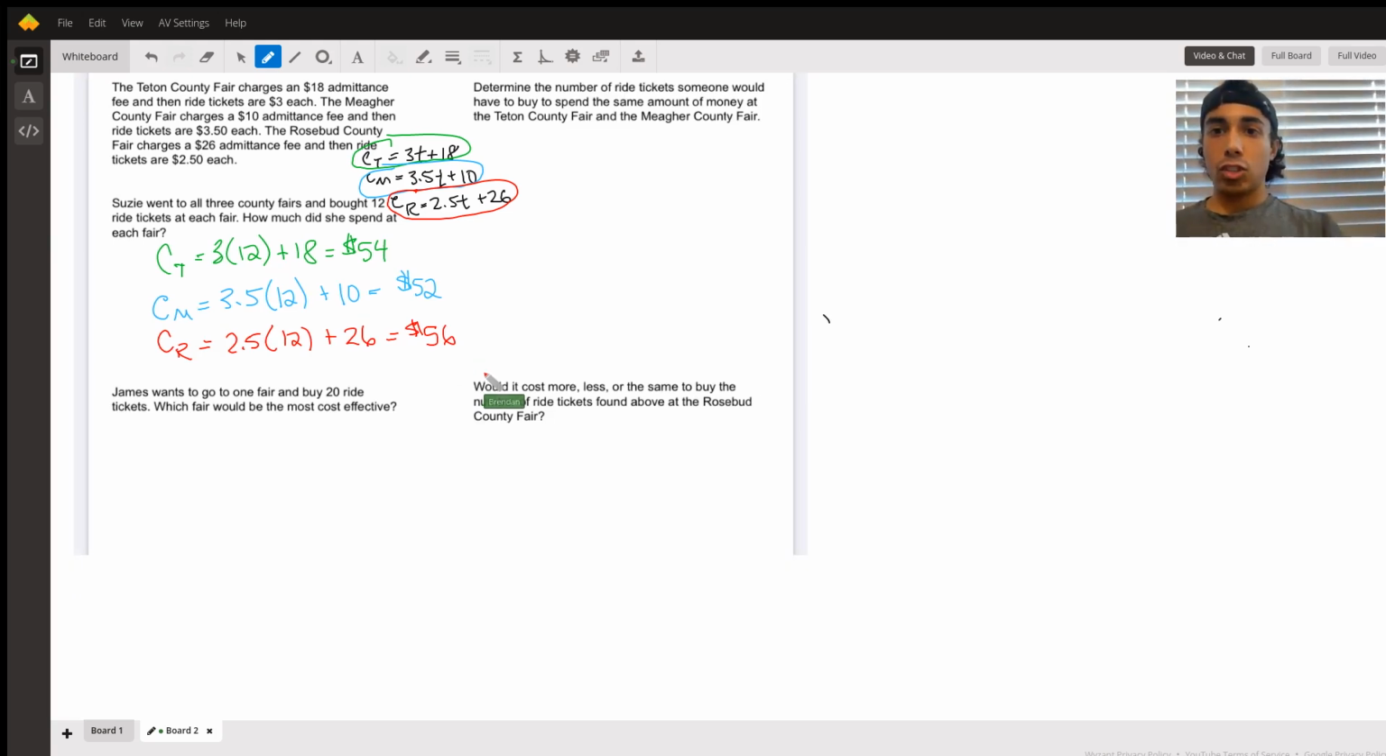It says James wants to go to one fair and he wants to buy 20 tickets. Which would be the most cost effective? What we can do is test it.